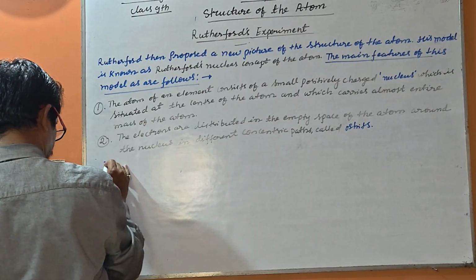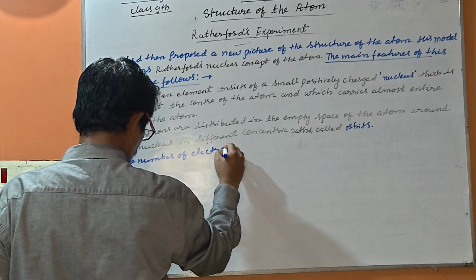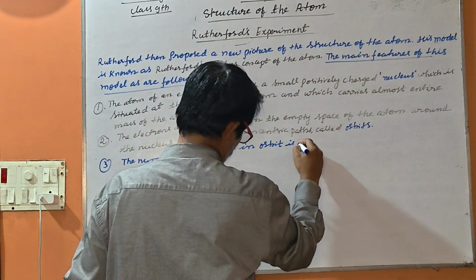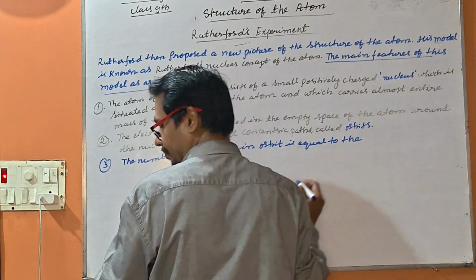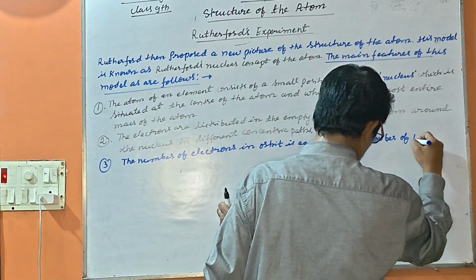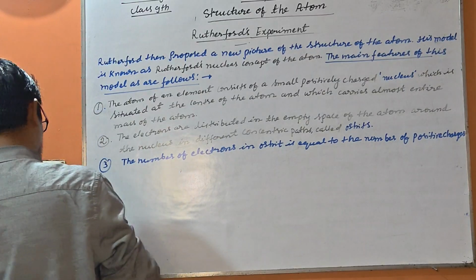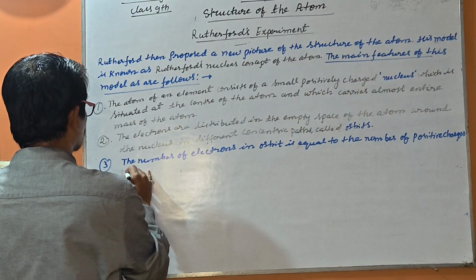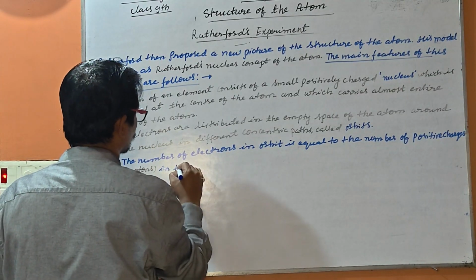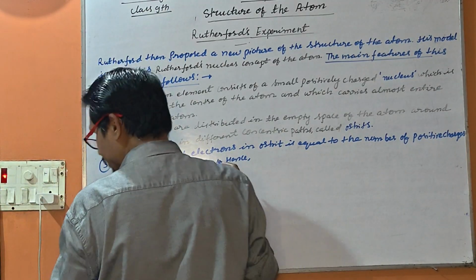Third point: the number of electrons in orbit is equal to the number of positive charges, that is protons, in the nucleus. Hence, the atom is electrically neutral.